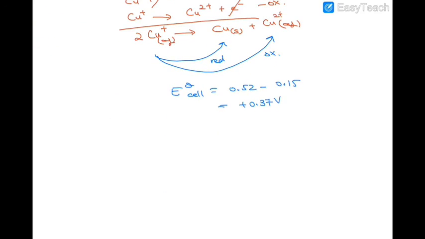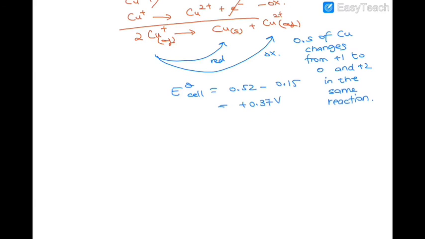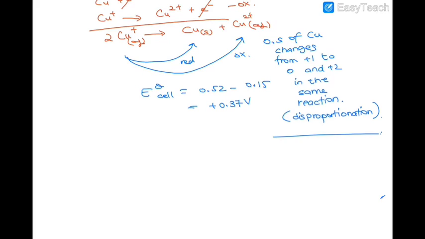Therefore, we have shown that the oxidation state of Cu changes from +1 to 0 and +2 in the same reaction. Therefore, this is disproportionation. With this, we end with voltaic cells.